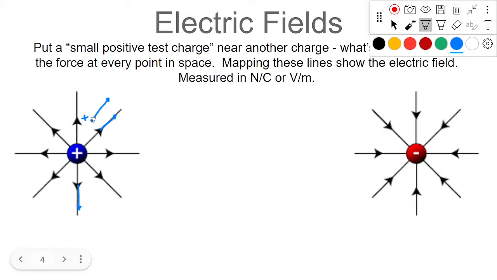So this particle, the small positive test charge, is kind of an imaginary particle. It's not something that we're actually putting there. We're saying, if I put a particle there, what would the effect be? And so these lines radiating outward tell me that the electric field there is outward from a positive charge. And similarly, if I put a small positive test charge right here, it would be attracted toward the negative particle there.